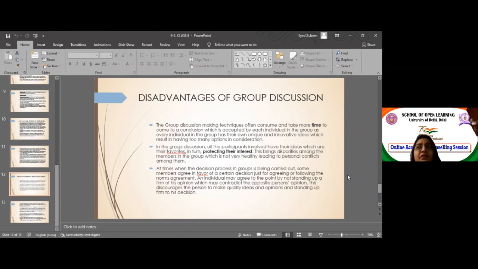This discourages the person to make quality ideas and opinions and standing up firm to his decision, right? So a lot of time it happens that if your manager puts forth an idea, then his team will support his idea, right? They will go out of their way to support him, even if they don't like it, right? So even if your friend is part of a discussion, you will go out of your way to accept whatever opinion that he puts forward.